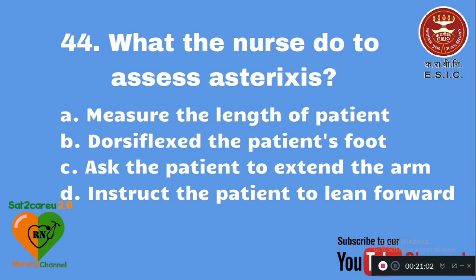44. What does the nurse do to assess asterixis? A. Measure the length of the patient. B. Dorsiflex the patient's foot. C. Ask the patient to extend the arm. D. Instruct the patient to lean forward. In order to check the asterixis, the nurse asks the patient to extend the arm.